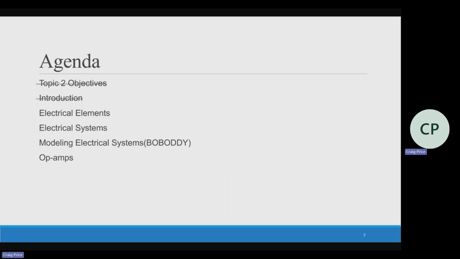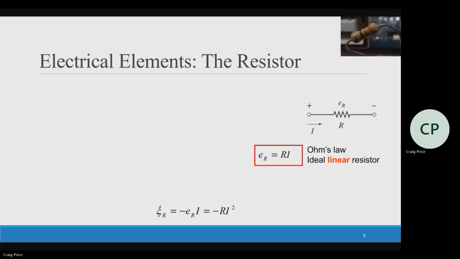We're going to talk about some of the equations that are on the equation sheet, which you may be a little bit familiar with, and then we're going to do some Bode plots today as well. So let's start with the basics. This is our first passive element. This is called the resistor. This is on the equation sheet in the box. This is Ohm's law. This is for an ideal linear resistor.